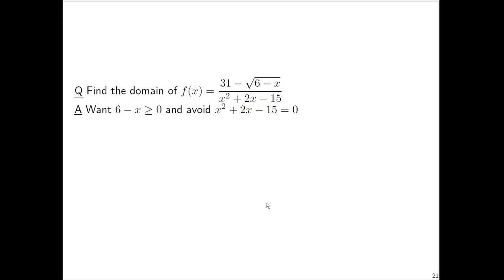The words want and avoid are, I think, very important to include here, because the words are morally opposites of each other. Want is something you want, and avoid is something we're running away from.